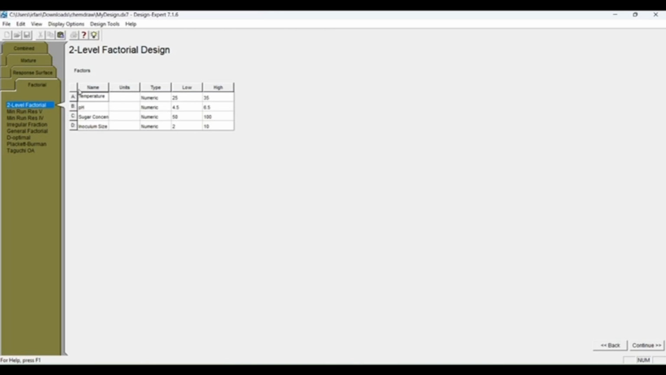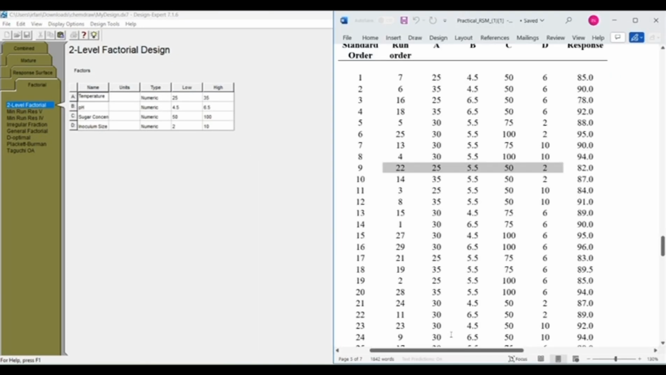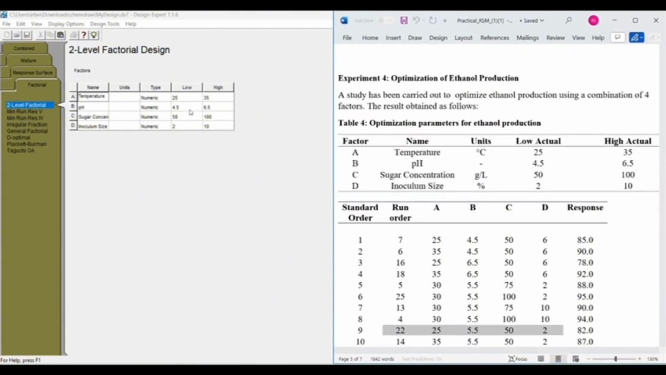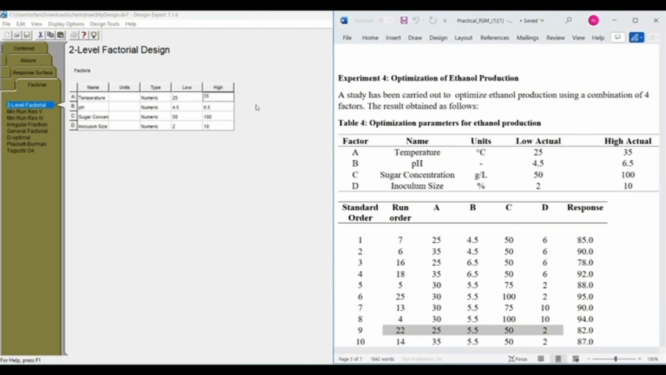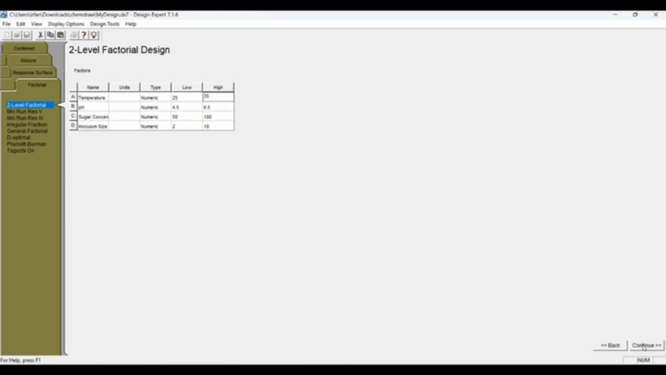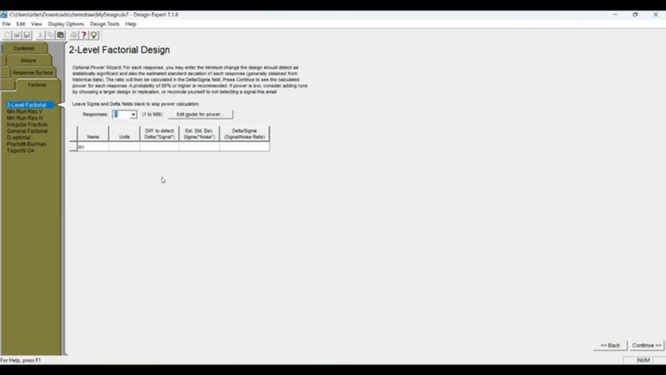So these are the 4 factors that we get: the temperature, pH, sugar concentration and inoculum size. So we will put their low actual and high actual, which is 25, 35, 4.5, 6.5, 50, 100 and 2 to 10, and next continue. So the response is only 1, continue.